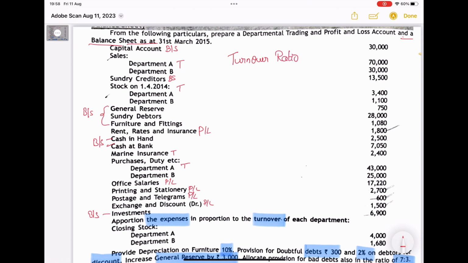Turnover of A department to B department. Sales for department A 70,000 is to 30,000, so the zeros will get cancelled. 7:3. Almost all the expenditures are apportioned on the basis of 7:3. This is regarding the question, so let's move on to the solution.